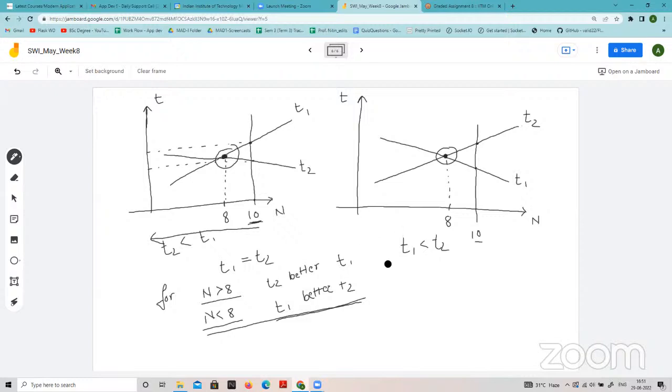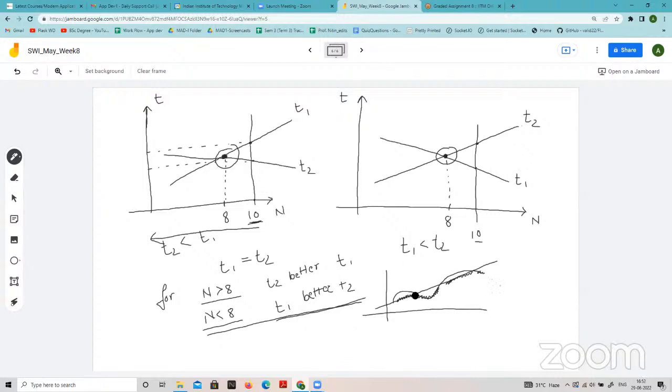For example, if I have something like this, now I won't name anything, but I'll write something like this. This is one function and this is the other function. What is happening? For this range, my linear one is better. For this range, my curved one is better. And for this range again, my linear one is better. And for this range, here onwards, just extrapolating, the curved one is better.